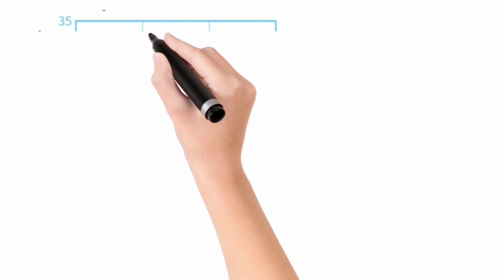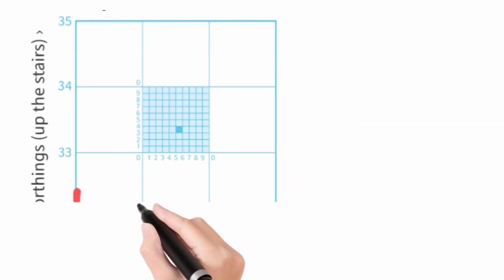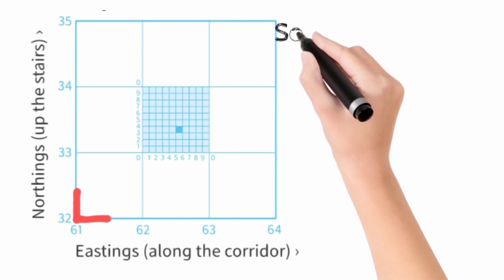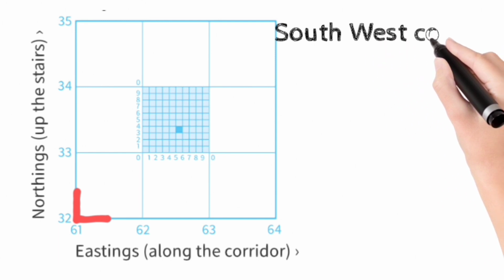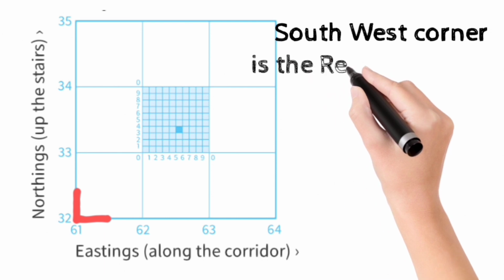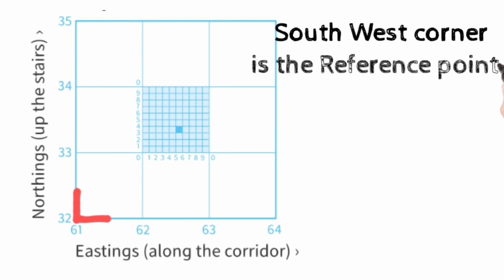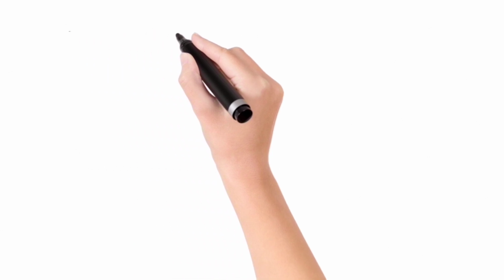Origin of grid reference is the southwest corner of the map, which is marked in red color. Any place on the map can be located by stating its distance east or north of this point. So this southwest corner is the origin of the grid reference. The lines running north of it are known as northings, and the lines running towards the east of this are known as eastings.